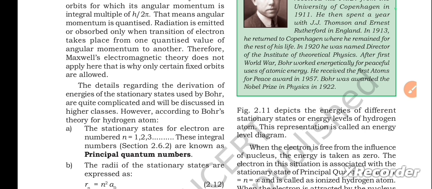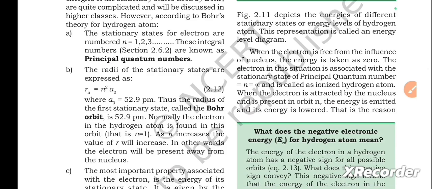The details regarding the derivation of energies of the stationary states used by Bohr are quite complicated and will be discussed in higher classes. However, according to Bohr's theory for the hydrogen atom, first point, the stationary states for the electron are numbered n equals 1, 2, 3 and so on. These integral numbers are known as principal quantum numbers.